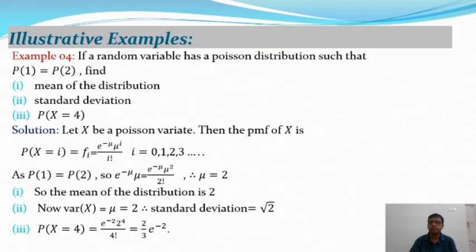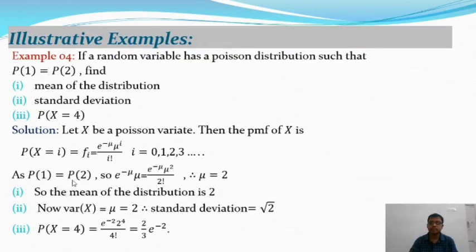First of all, we are going to find the mean of the distribution. This is the Poisson distribution, and x is the variate. Then the probability mass function of x gives the probability of x equal to i: e to the power minus mu, mu to the power i by i factorial, where i is equal to 0, 1, 2, 3 and up to infinity. As you know, probability of 1 is equal to probability of 2.